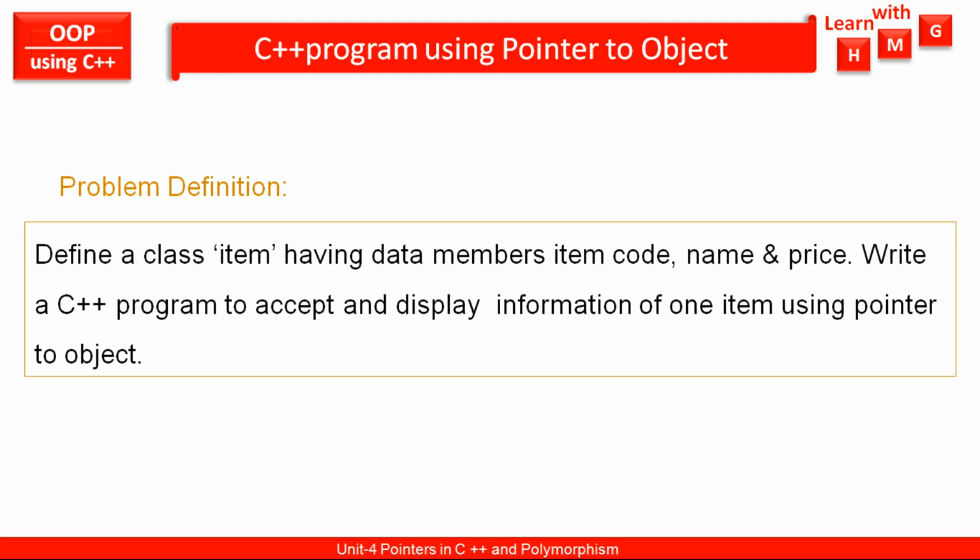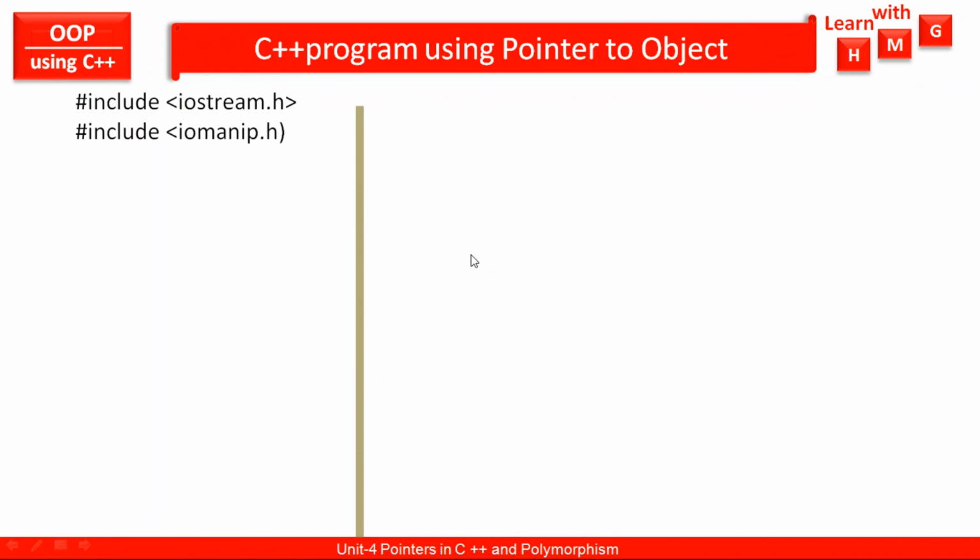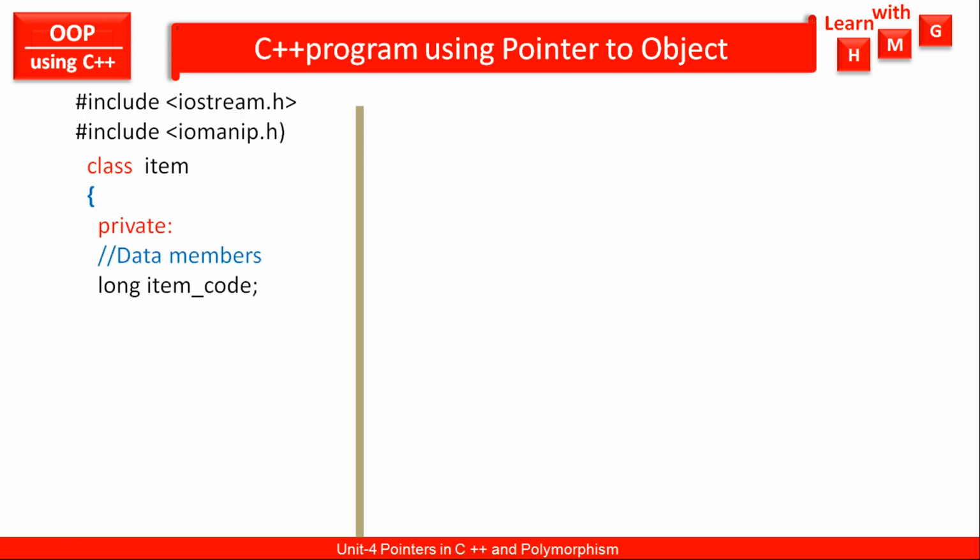So let us write a C++ program using pointer to object. First of all, as usual, include the header files required for your program. So I am including here iostream.h and iomanip.h. Let us declare a class item with private data members. First, item code of long data type, name which is a character type array, which is basically a string, and third is price, a floating type data member. So like this, class item has three data members declared: item code, name and price.